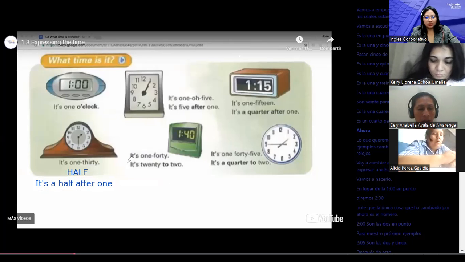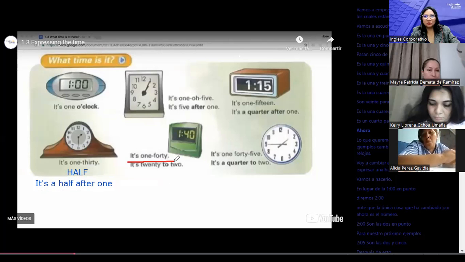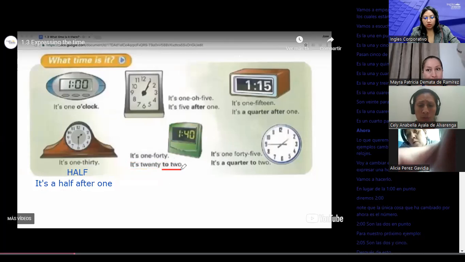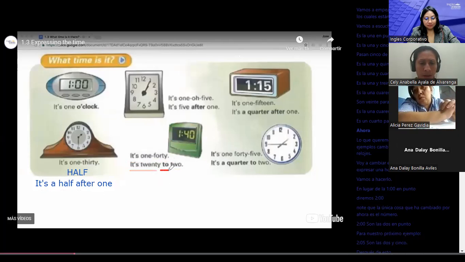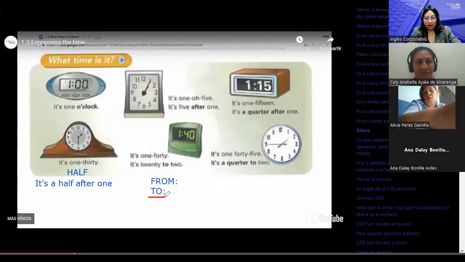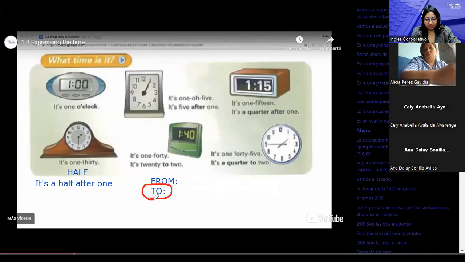What time is it? Take a look at this clock. It's 1:40. Or we can say it's 20 to two. To significa para. No sé si han visto en las tarjetitas de regalos. ¿Qué dice esto? From, y dice también el to. ¿Han visto eso? Es bien común en las tarjetitas de regalo. Entonces significa de la persona que lo está dando, para. Entonces la traducción de to sería para. Okay. Faltan 20 para las 2. Ok, let's continue. What time is it?